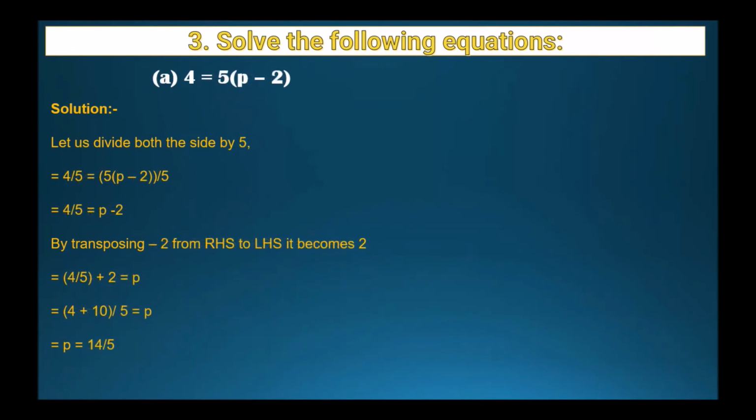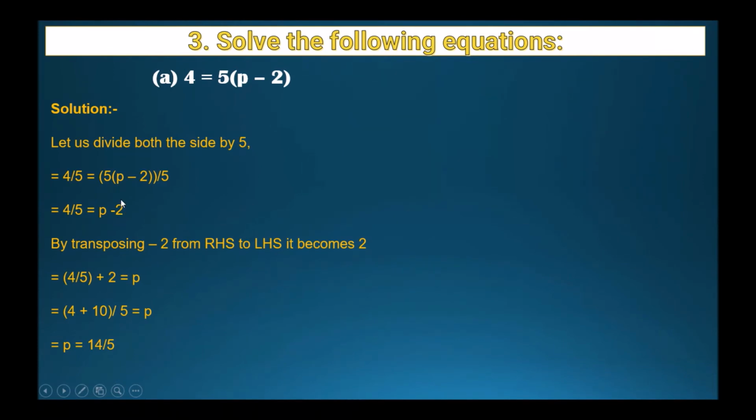Next, third question, solve the following equation. 4 equals 5 bracket p minus 2. First we will divide both the sides with 5. So 4 upon 5 equals 5 bracket p minus 2 upon 5. 5 will cut. So 4 upon 5 equals p minus 2.